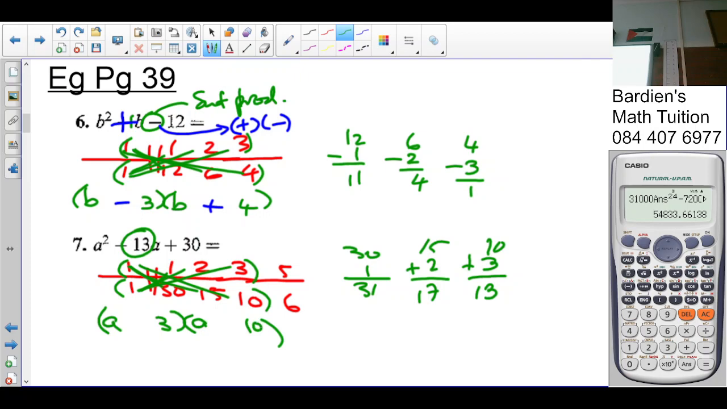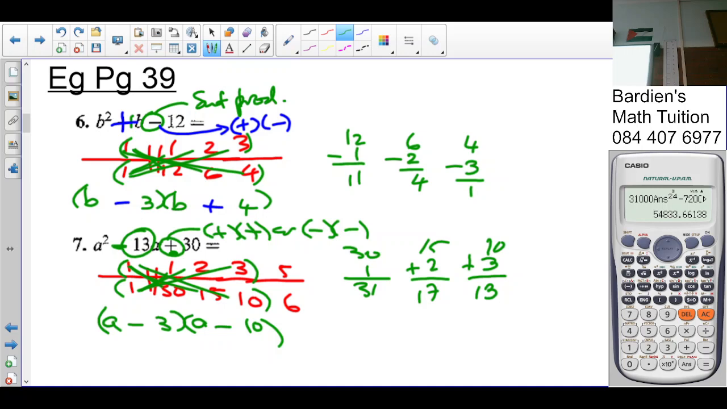What about our signs? No, that's positive. So both must be positive or both must be negative. Both is going to be the sign of the middle term. Is the middle term not negative?